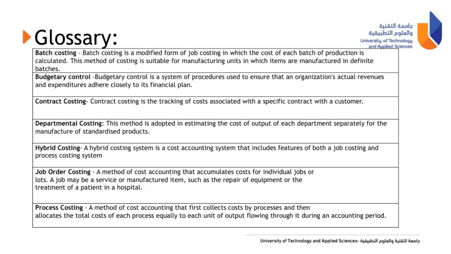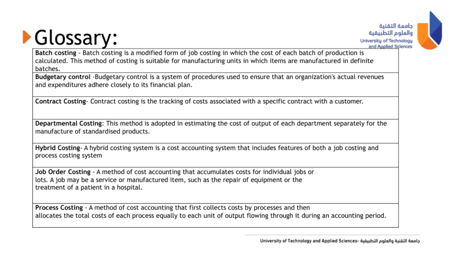Now, let's take a closer look at some different costing methods. First up is batch costing. Batch costing is a bit of a variation on job costing, where instead of costing individual jobs, we focus on each batch of production. This is especially useful when items are manufactured in definite batches, making it easier to calculate the total cost for that batch.